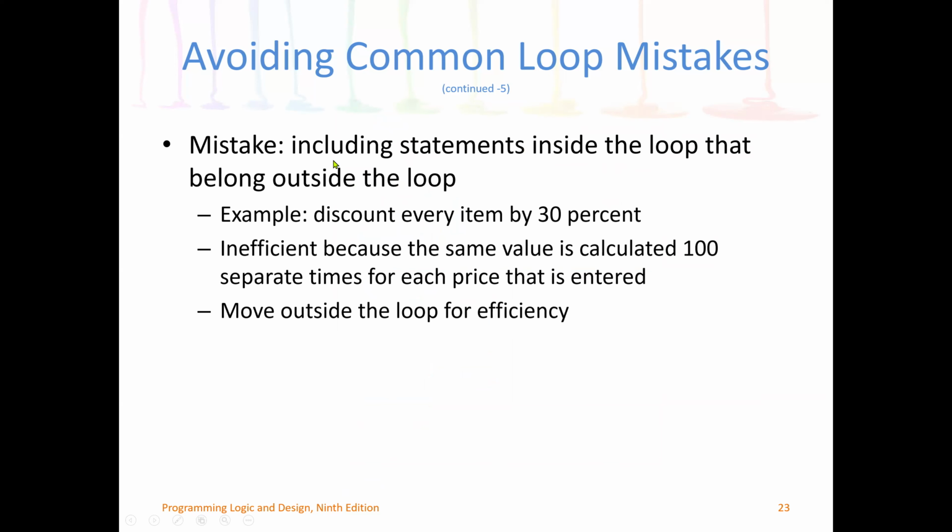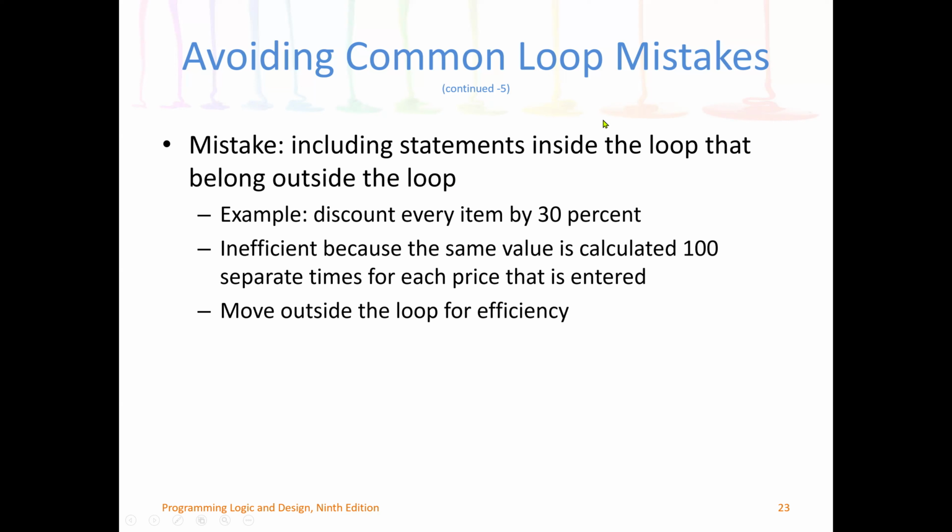Also, one mistake is including a statement inside the loop that belongs outside the loop. We need to be very careful with this also. For example, discount every item by 30%, which is inefficient because the same value is calculated 100 separate times for each price that is entered. So we move it outside the loop for efficiency.